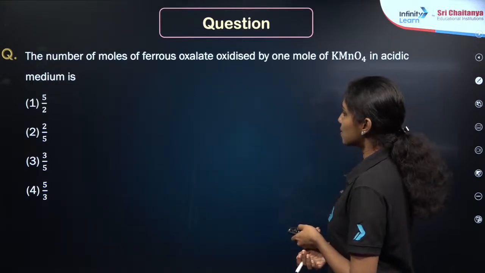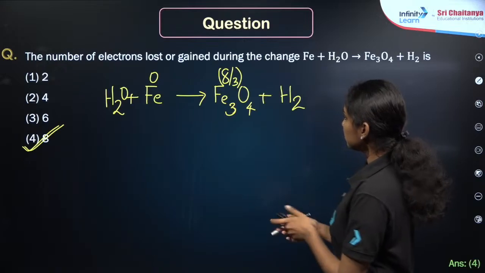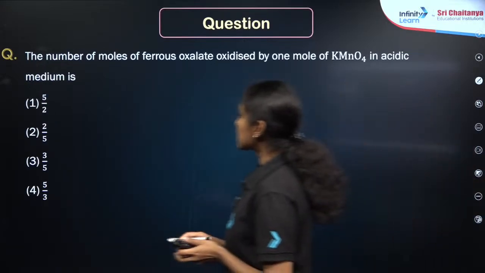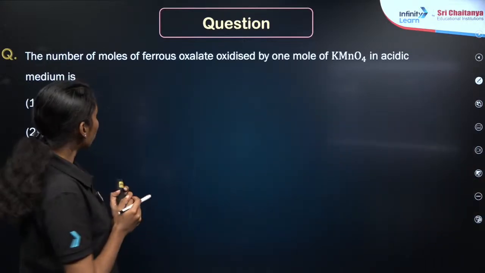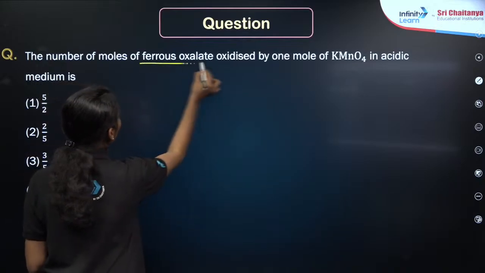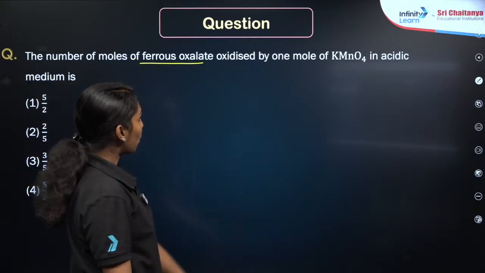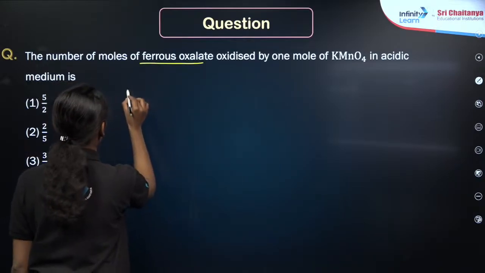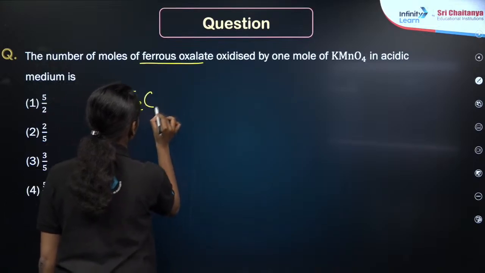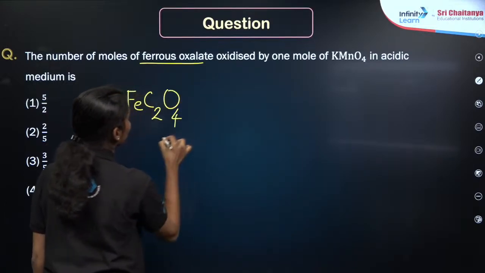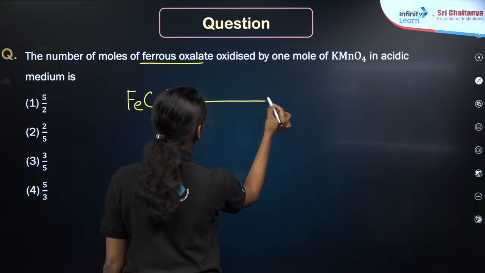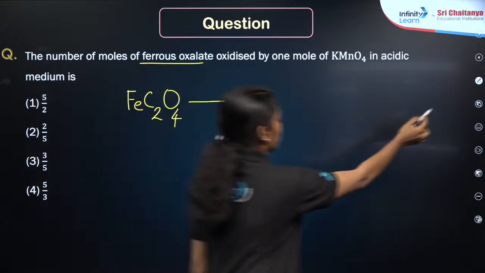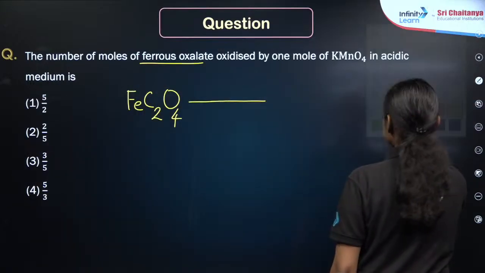Okay, we have more questions to solve. Okay, here is the next question. What is the number of moles of ferrous oxalate oxidized by 1 mole of KMnO4 in acidic medium? This is the ferrous oxalate. This will react with KMnO4 in acidic medium.